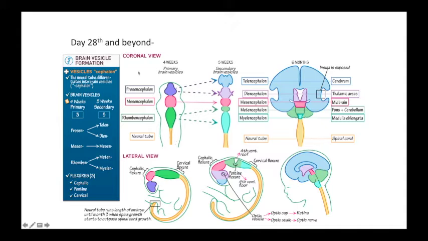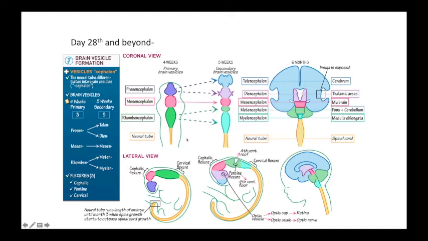By day 28 of development, the cephalic portion of the neural tube shows 3 dilatations, what's called the primary brain vesicles. The first one is the prosencephalon, or the forebrain. The second one is the mesencephalon, or the midbrain. The third is the rhombencephalon, or the hindbrain.